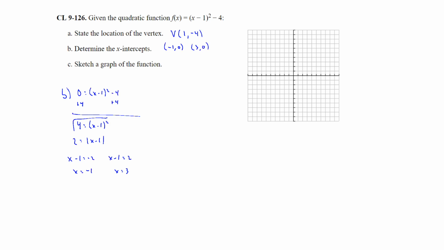So let's plot the vertex 1, negative 4, and then negative 1, 0 and 3, 0. And that is in the middle, so that does make sense. Sketch the graph of the function. I'm going to find one more: the y-intercept. When we plug 0 in for x, we get (0 minus 1) squared minus 4. So that would be negative 1 squared minus 4. 1 minus 4 would be negative 3. So the y-intercept would be at negative 3. So here, and then I'll do the point symmetric to that over there. And so that will allow us to get a good sketch of the graph.